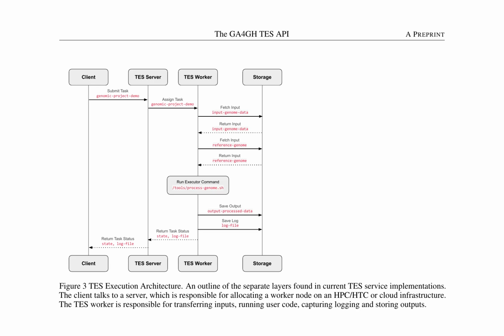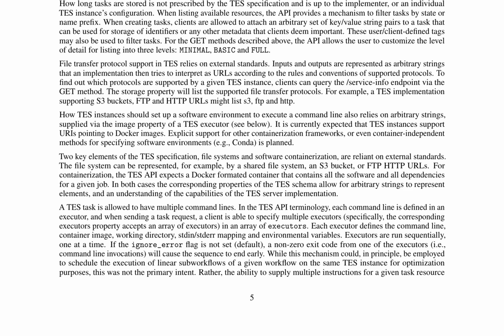Customization is enabled through adjustable task listing detail levels, which can be set to minimal, basic, or full. External file transfer protocols such as S3 buckets, FTP, and HTTP URLs are supported, with available protocols listed under the storage property when querying the service info endpoint. The API utilizes Docker images for software containerization, with plans for support of other frameworks and methods.